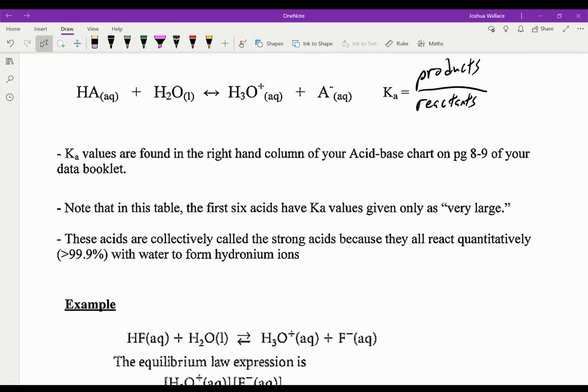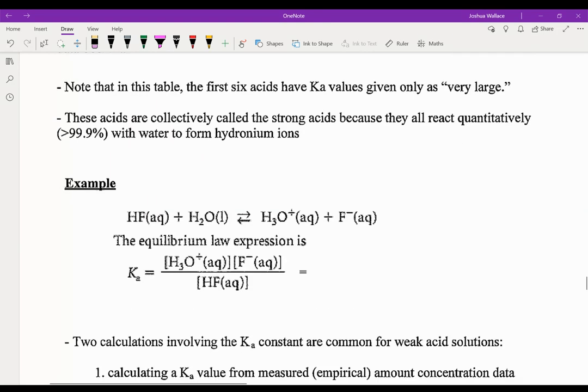And Ka values are found in the right-hand column of your acid-base chart on pages 8 to 9 of your data booklet. On that data page, on the right-hand side, there are all these numbers, which start from large and go all the way down to values which are times 10 to about the negative 14. Note that in this table, the first 6 acids have Ka values given only as very large, and we know that they quantitatively react to 100% or greater than 99.9%. These acids are collectively called the strong acids because they all react quantitatively with water to form hydronium ions.